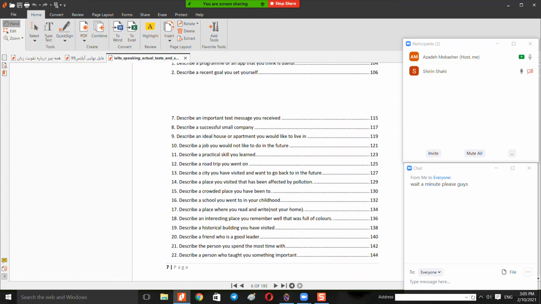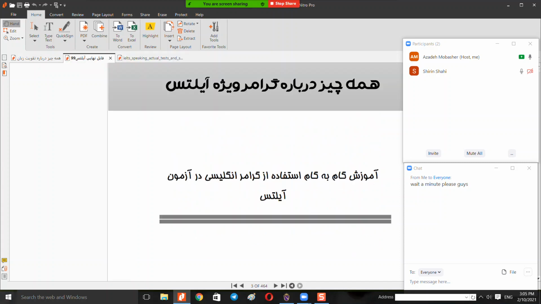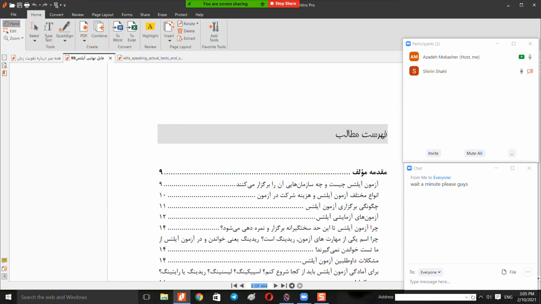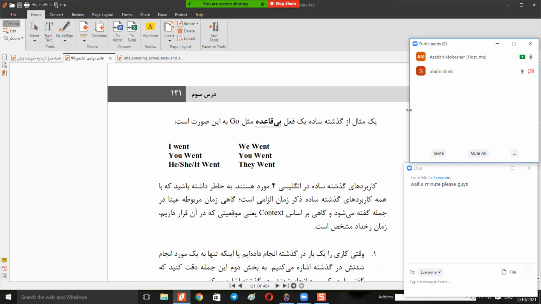Okay. So before we do the review, I have a question from lessons 3 and 4. Lessons 3 and 4 are which book? Grammar for IELTS. Okay, which page? 121. Okay, is this the page? Can you see? Okay.